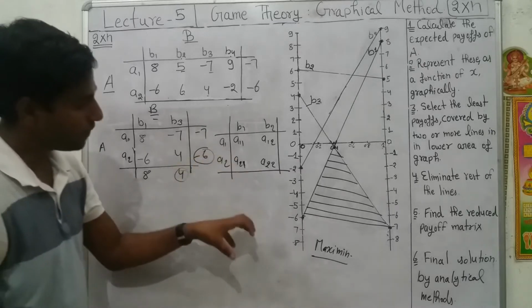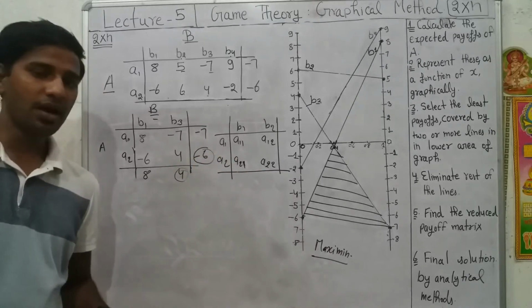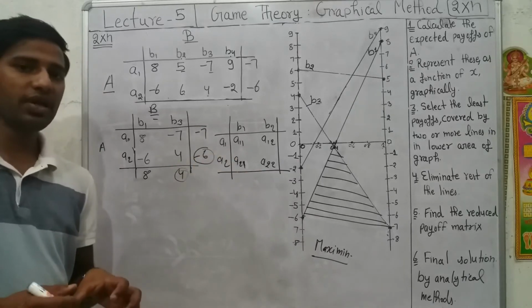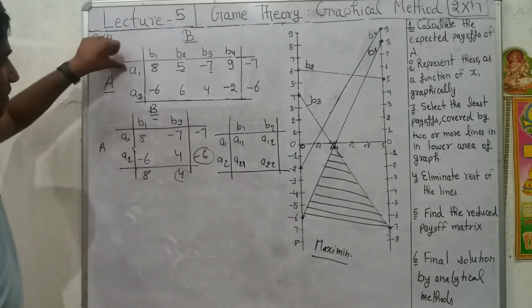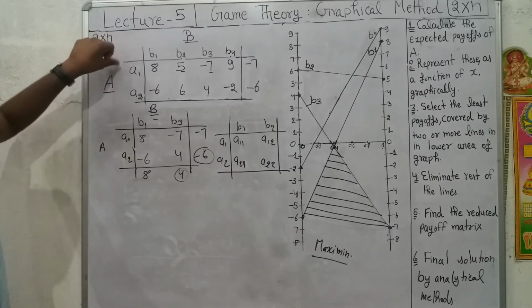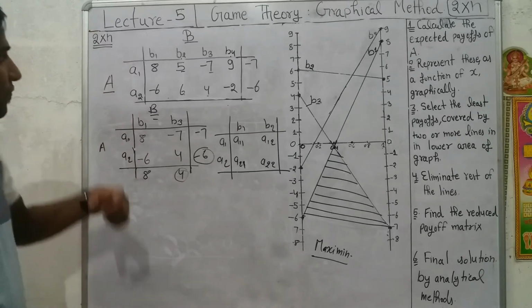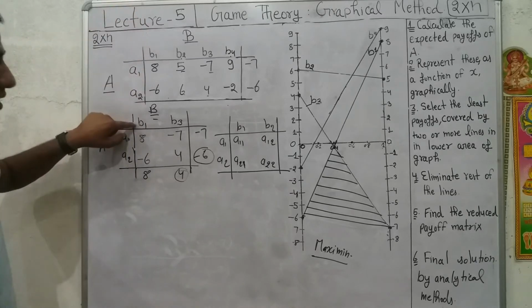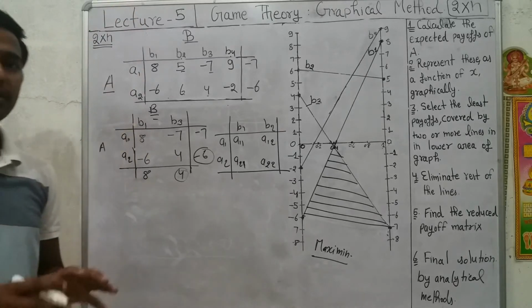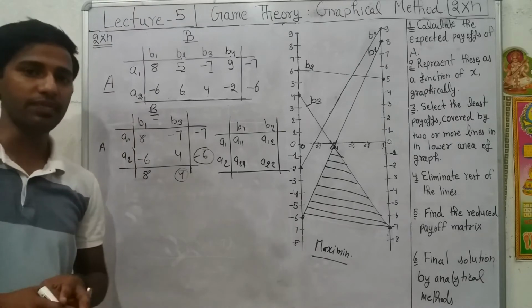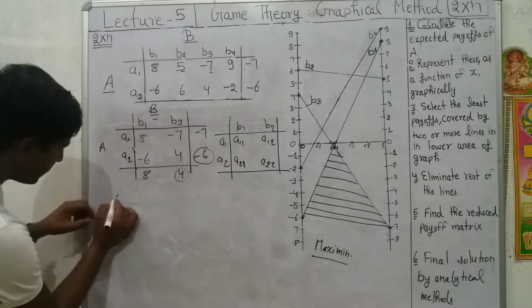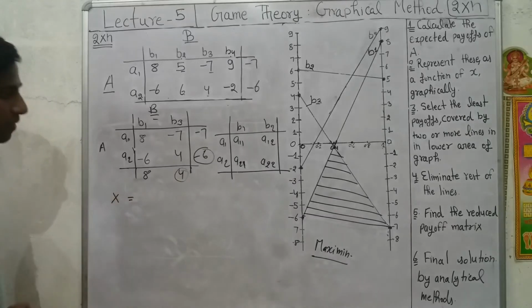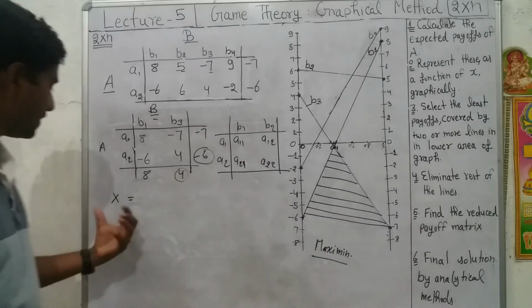So if we have this type of game, then how would we calculate the values of x? X means the probability of A1, and Y means the probability of strategy B1, and v is the value of the game. So first we need to calculate the value of x. So what would be the shortcut formula of calculating the value of x?